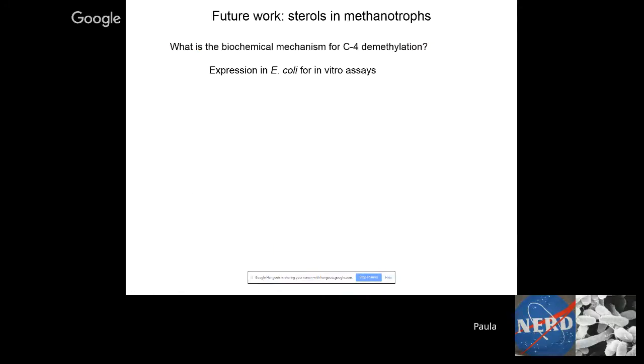And so where do we go from here? As I said, we think it's this one protein alone that is actually doing it. We need to verify that further through biochemical studies, and we're working on expressing these in E. coli for some in vitro assays, and we're going to pursue that.